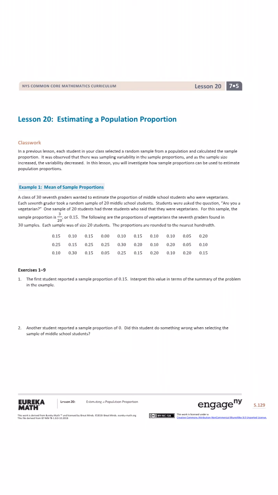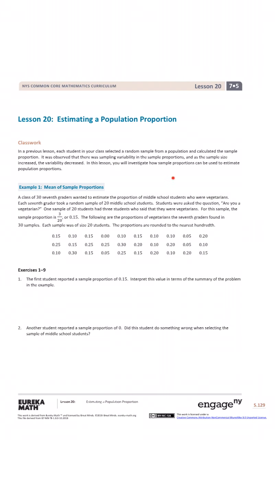Okay, example 1. A class of 37th graders wanted to estimate the proportion of middle school students who were vegetarians. Each 7th grader took a random sample of 20 middle school students and asked the question, "Are you a vegetarian?" One sample of 20 students had 3 students who said they were vegetarians. For this sample, the sample proportion is 3 out of 20, or in decimal form, 15 hundredths. The following are the proportions of vegetarians the 7th graders found in 30 samples. Each sample size was 20 students. The proportions are rounded to the nearest hundredth.